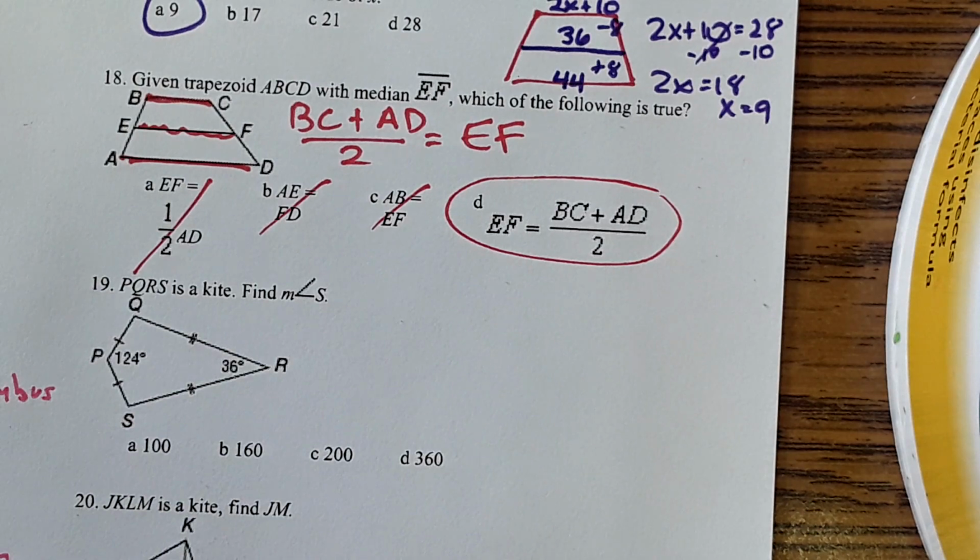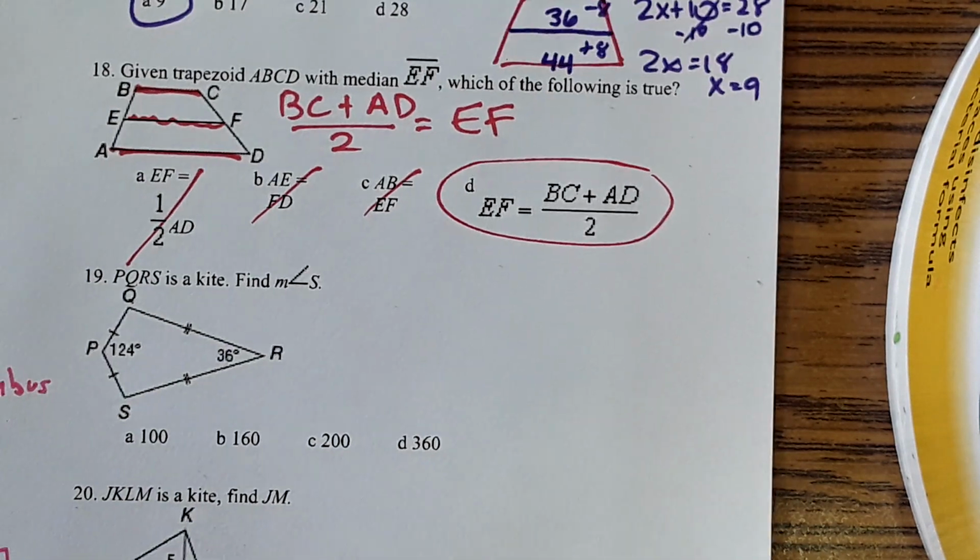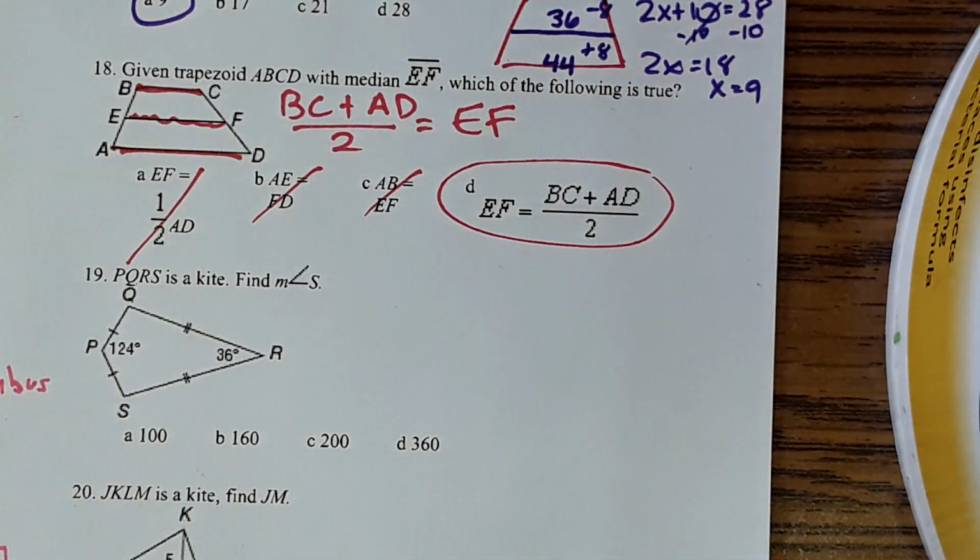Am I going too fast, too slow? Some of y'all are already done, which is awesome. For number 19, for those that went through and finished it, did you get 21? It's hard. Yeah. Okay.